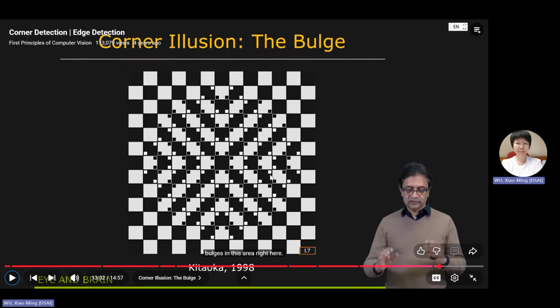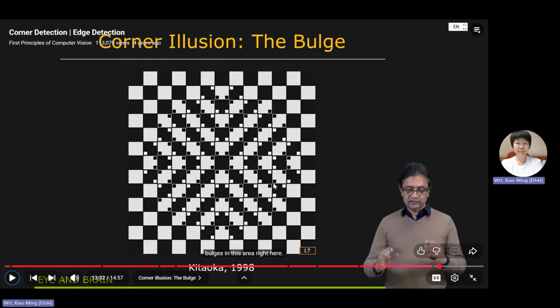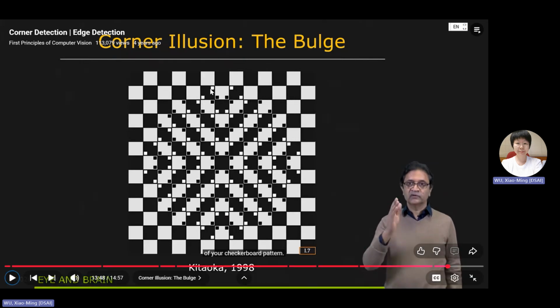Right? Well, actually, this is an image of a chessboard. So there shouldn't be any bump in this area right here. You see that the pattern has a lot of tiny little dots or squares, white dots and black dots, placed strategically close to the corners. These little squares are placed purposely at this position to create the illusion that there's a bump, but actually there are no bumps here.